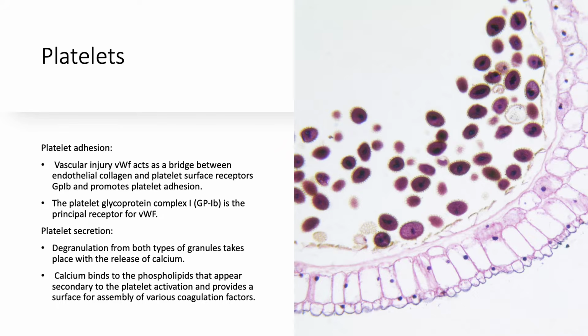Platelet secretion: degranulation from both types of granules takes place with the release of calcium. Calcium binds to the phospholipids that appear secondary to platelet activation and provides a surface for assembly of various coagulation factors, and thus the building up of a clot.